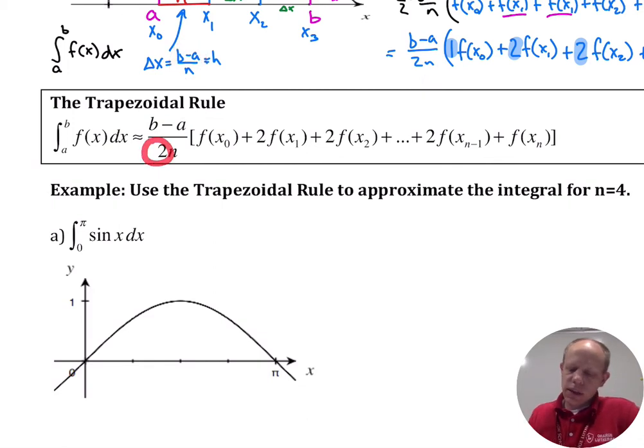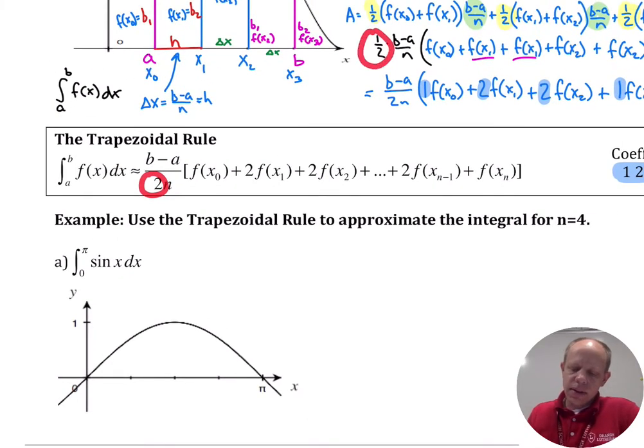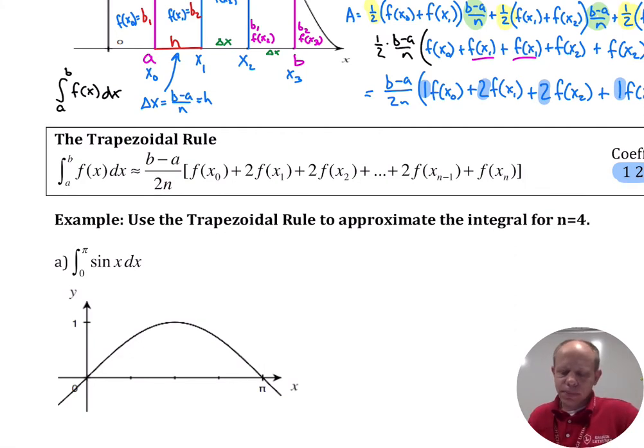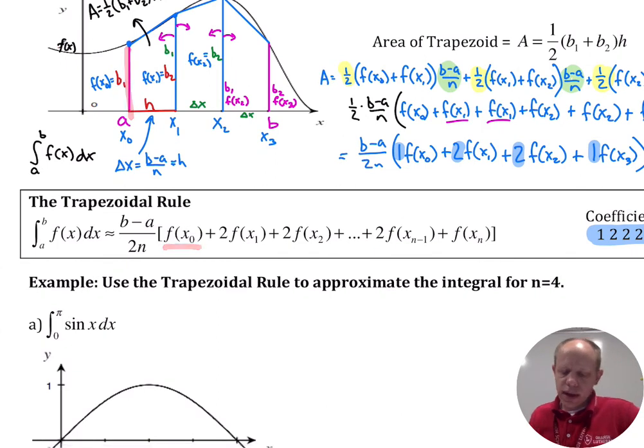Now the 2 is going to come from the 1/2 that came from the area of the trapezoid. And we're going to see 1 f at x sub 0, and that's the first height right there. 2 f at x sub 1, we're going to see it's the height from the left and the right trapezoid, and 2 of the next one. And this is just going to go on and on until you get to the very end, and then you only have 1 of the very last one. So this right here will give us an approximation for the area under that curve, which is the same as the definite integral from a to b.